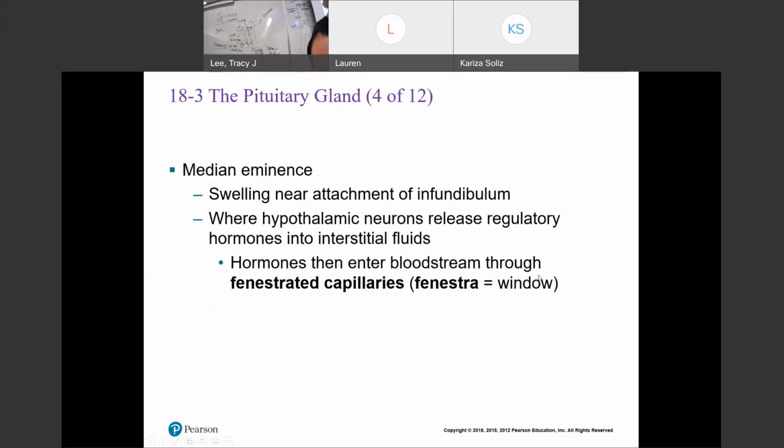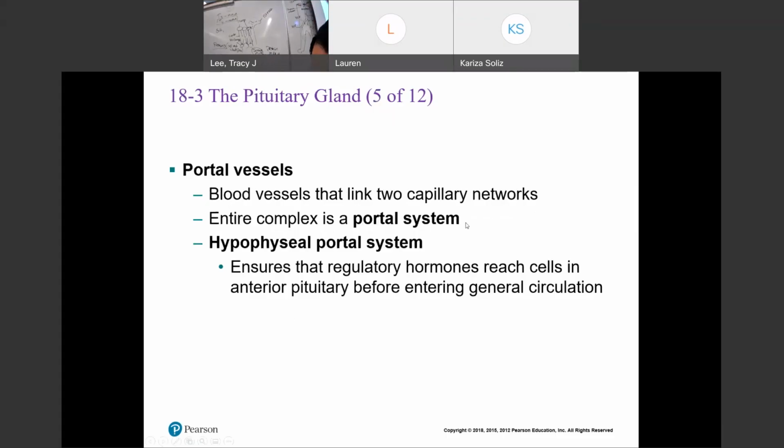The median eminence, you don't have to know about that. What you should know is that the big thing you need to know on the pituitary gland is we do have a whole blood system that runs through the pituitary gland. Why? Because we're releasing hormones. Remember, hormones are going to go into interstitial fluid or into the bloodstream. So we have something called a portal system that allows those hormones to go right into the blood system, primarily through our anterior pituitary gland.